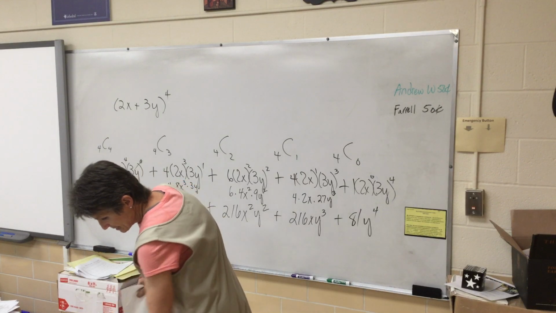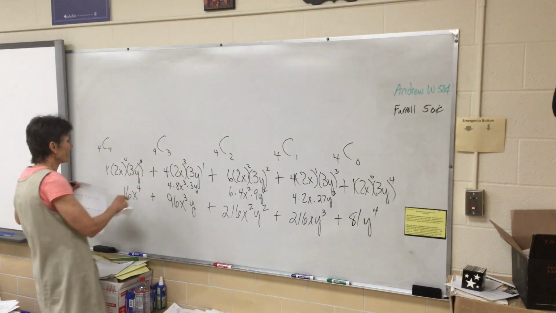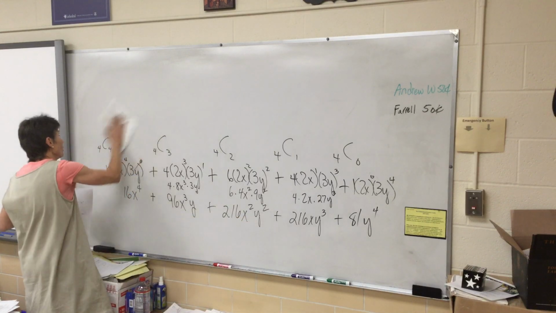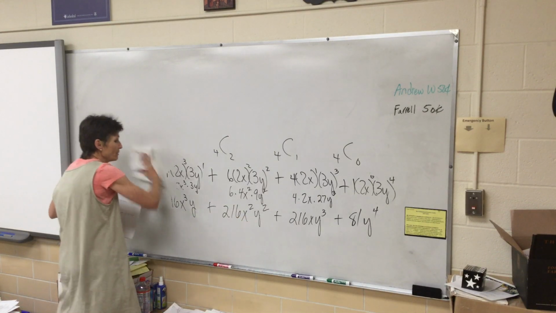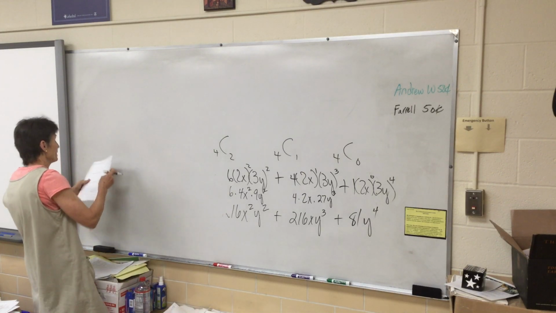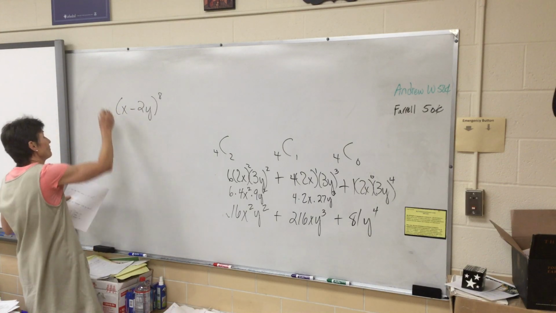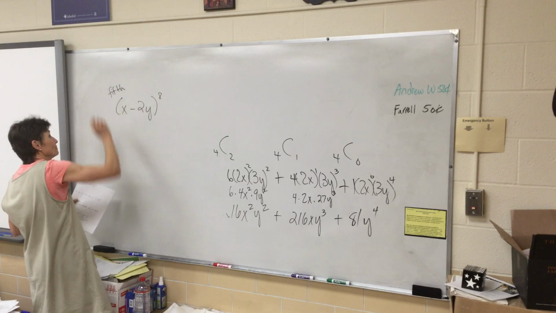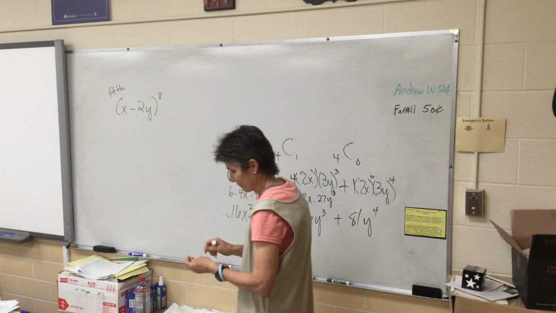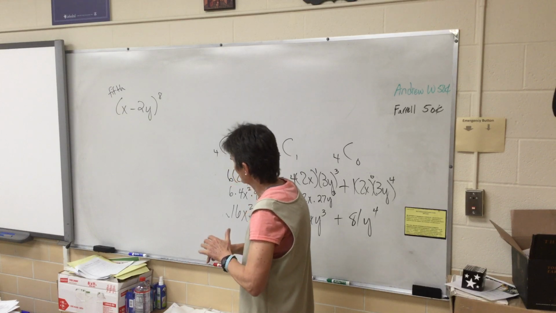All right. Next, we've got the same kind of problem, but instead of finding all the terms, these are all the terms down here at the bottom, we're only going to find one of them. And the one we're going to find is the 5th. So we have x minus 2y to the 8th, and we're going to find the 5th term. Okay? So here we go, the 5th term.